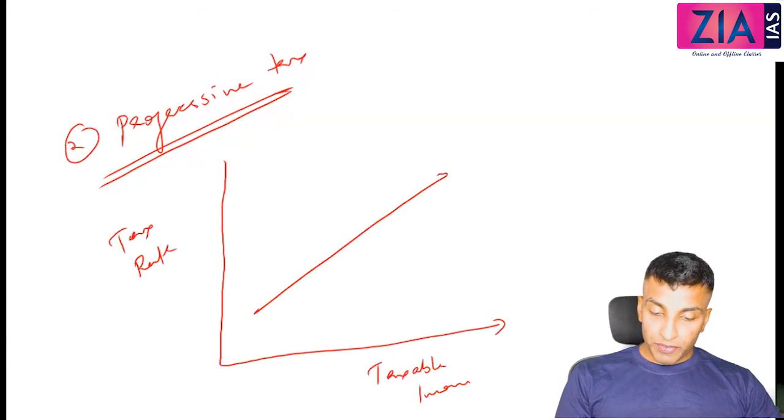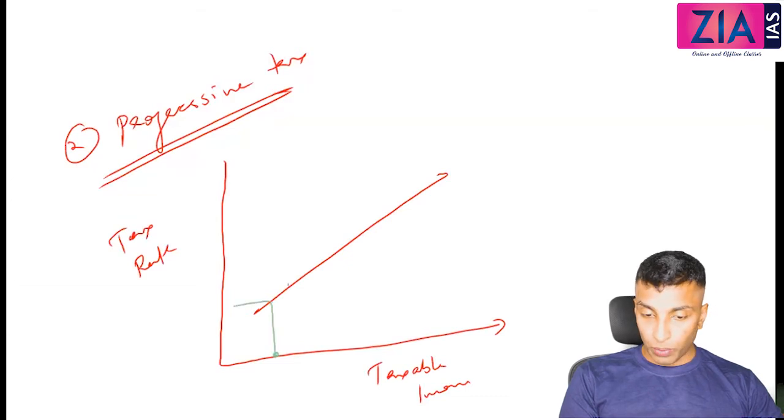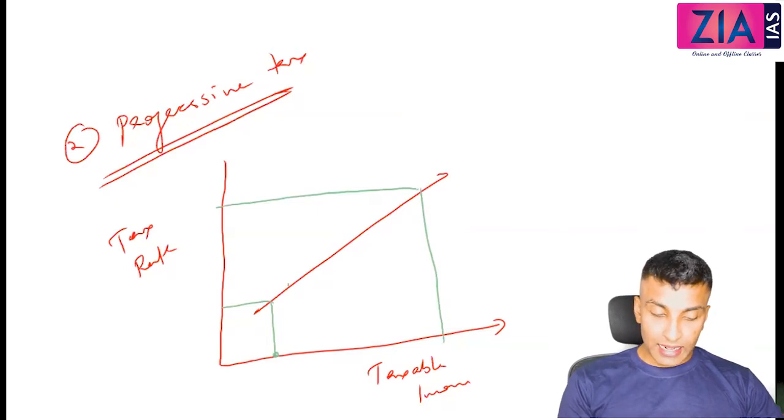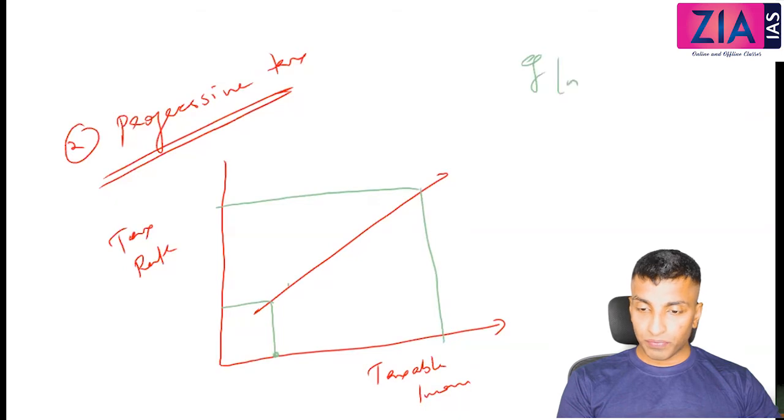What you can interpret from here, see at this point, income is less, so you can see the tax rate is low. When income is high, the tax rate is high. So low income, less tax; high income, high tax. You can write there, for example, income tax. We are following this, no?